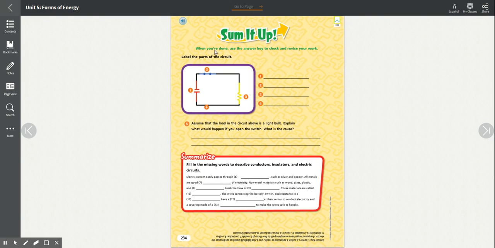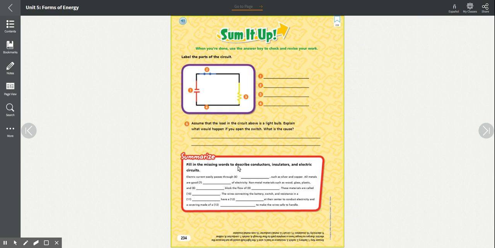Sum it up. When you're done, use the answer key to check or revise your work. Label the parts of the circuit. If you need help remembering what these mean, go back in your packet and look, or you can go back further in this video and watch. Assume that the load in the circuit above is a light bulb. Explain what would happen if you open the switch. What is the cause?